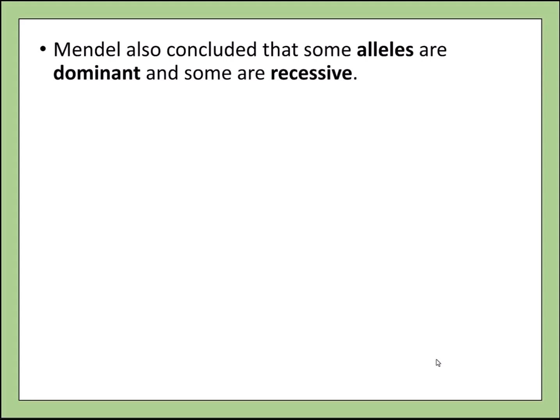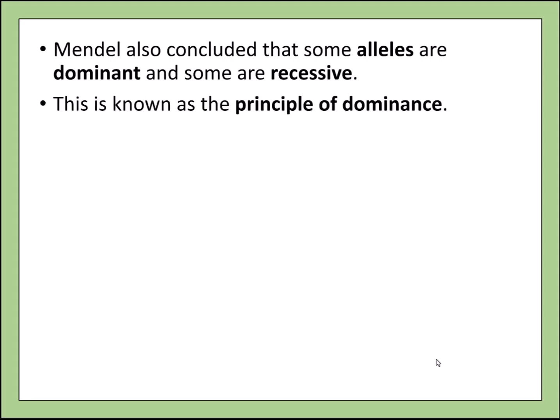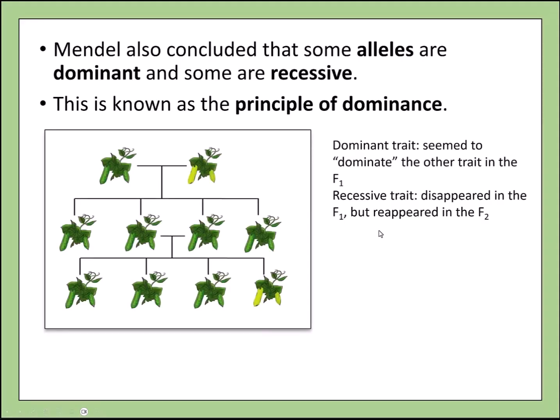He also concluded that some alleles or forms of genes are dominant and some are recessive. This is known as the principle of dominance. So a dominant trait is the one that continued to appear in that F1 generation. It seemed to dominate the other trait. And the recessive trait is the one that disappeared in the F1 generation and then reappeared in the F2. So he named these dominant and recessive traits.